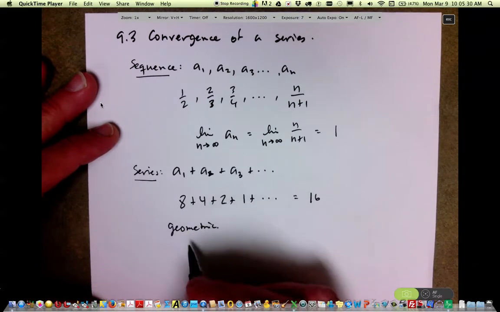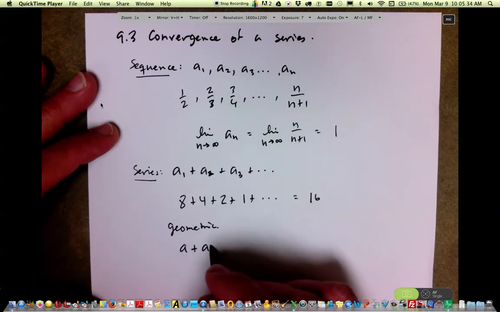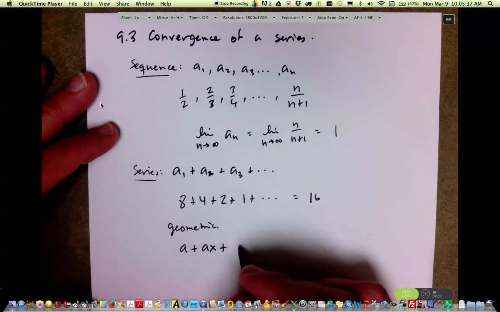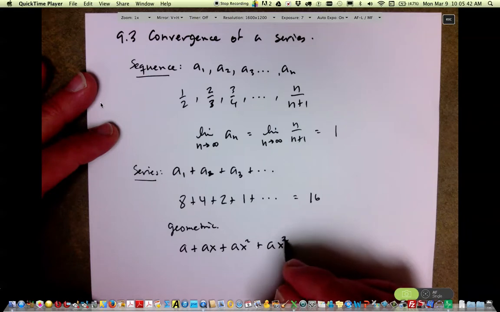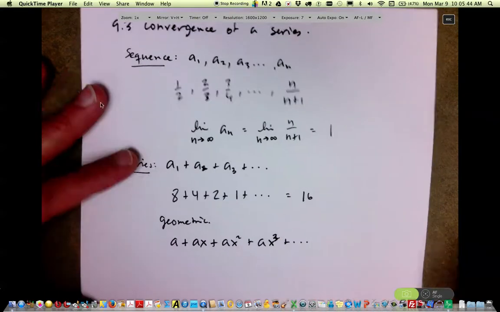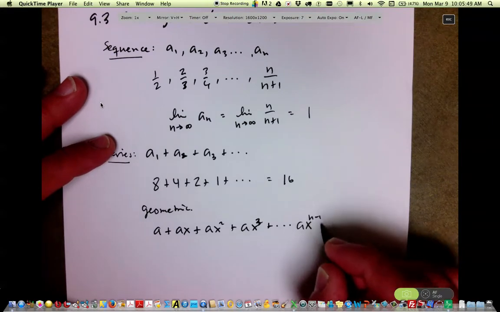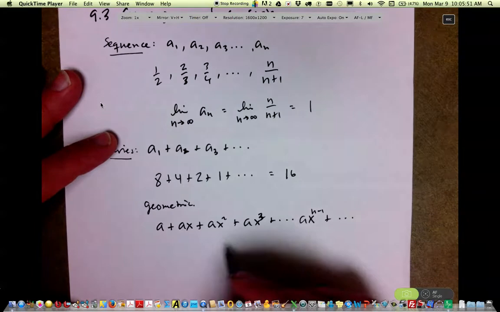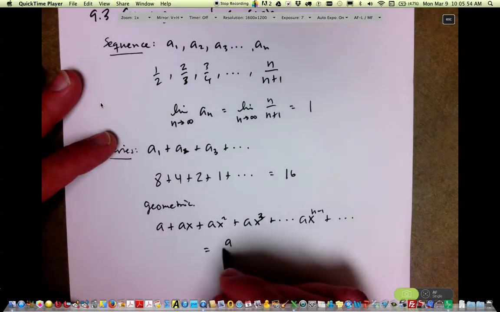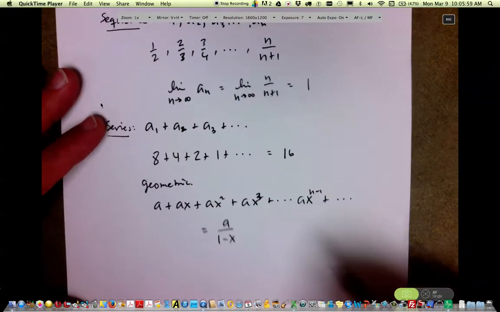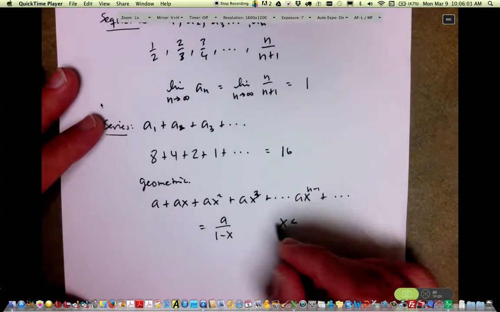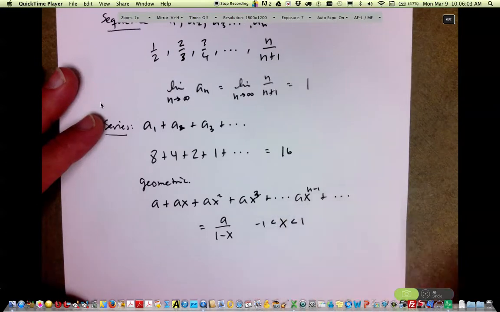and a geometric series just means take the first term and then multiply that term by, your book uses x, multiply that again by x, and multiply again by x, and keep doing this on and on forever. The nth term is going to be a times x to the n minus 1, and continue on and on and on. We said that this was going to converge, and it would converge to a divided by 1 minus x. But this only converges whenever x is between -1 and 1.